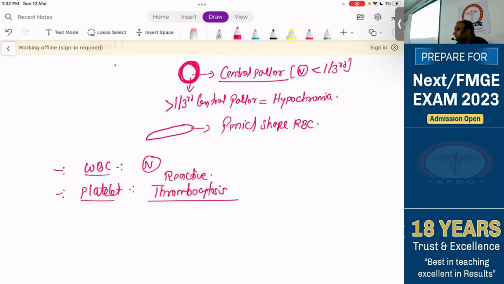Means bone marrow is having more and more platelets. Bone marrow is making more platelets. So those platelets are released into the peripheral blood from the bone marrow whenever there is an iron deficient anemia. So this is a reactive thrombocytosis.